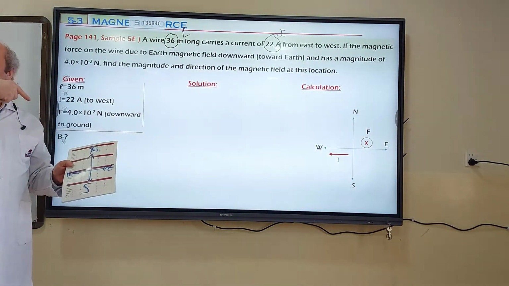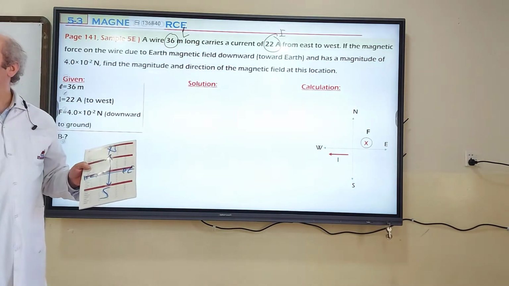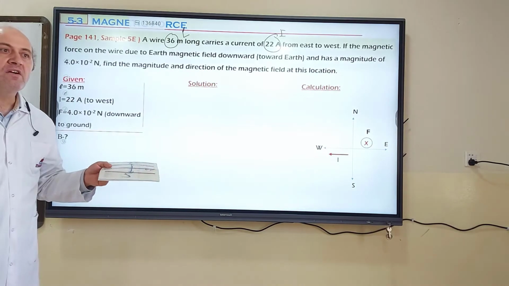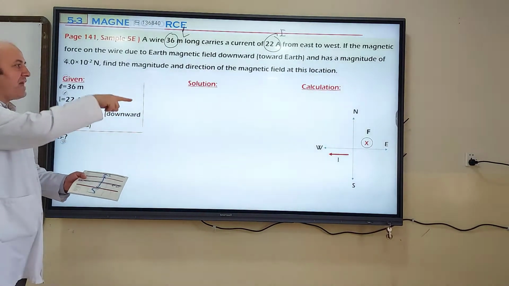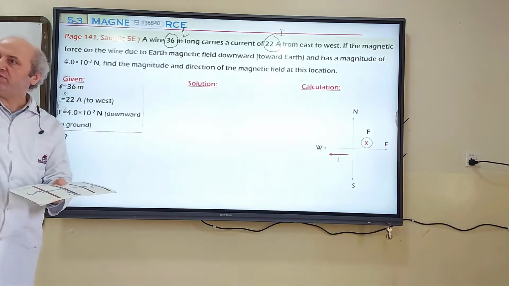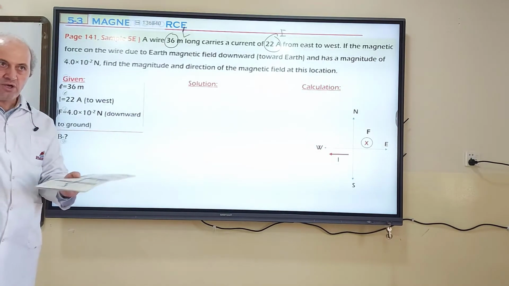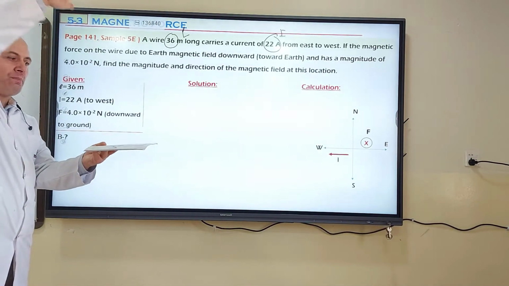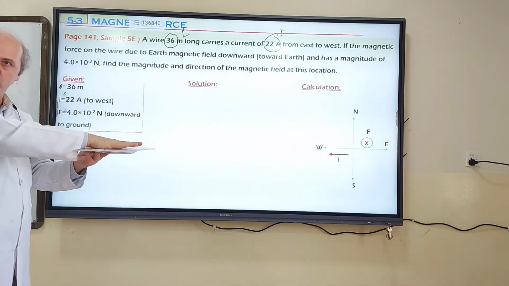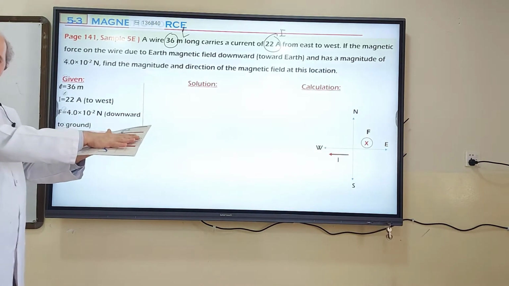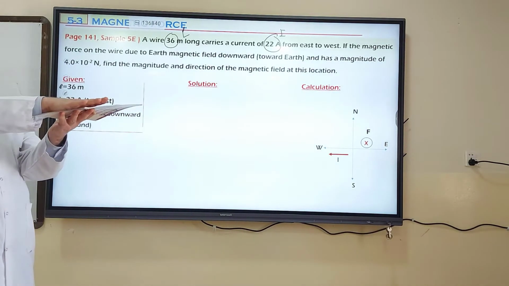If B is the question, I told you that first show direction of the magnetic force. Magnetic force is downward to the ground. Palm is the magnetic force. Correct? Show your palm in your page down. Now my palm is showing downward, correct? Yes. Alright, first step is okay.